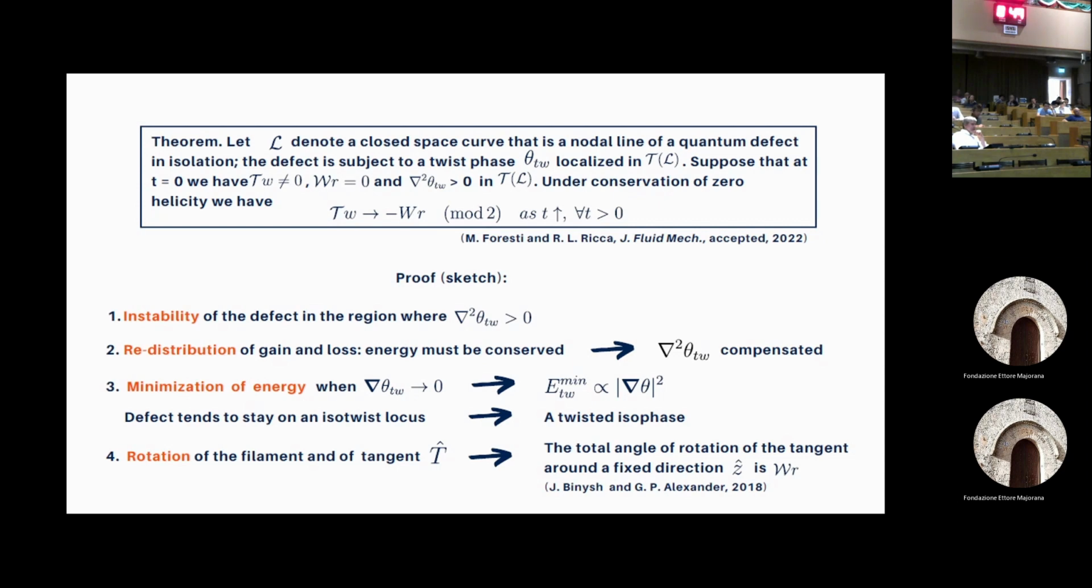And we demonstrated, by using the definition of writhe given by Binish and Alexander, 2018, who define writhe as the solid angle of the tangent indicatrix, that the total angle of rotation of the tangent during this destabilization mechanism around a fixed direction Z is exactly the writhe. So in this case, we have writhe production.